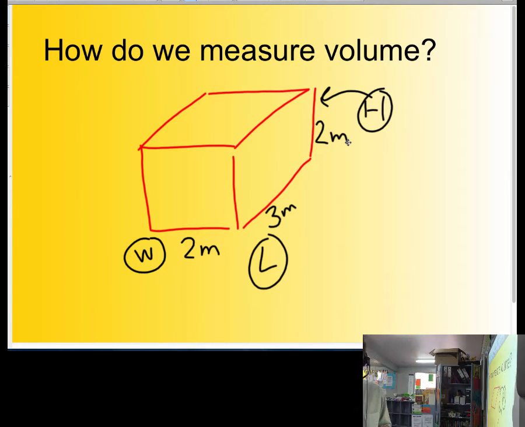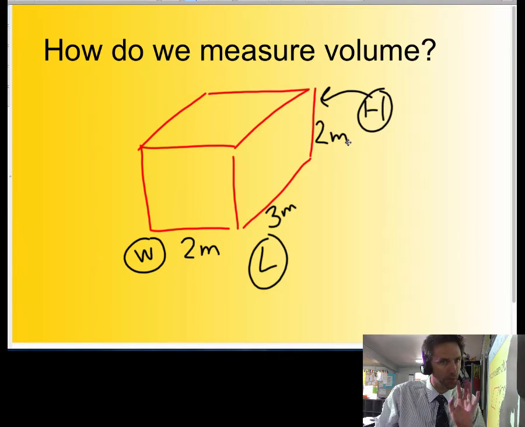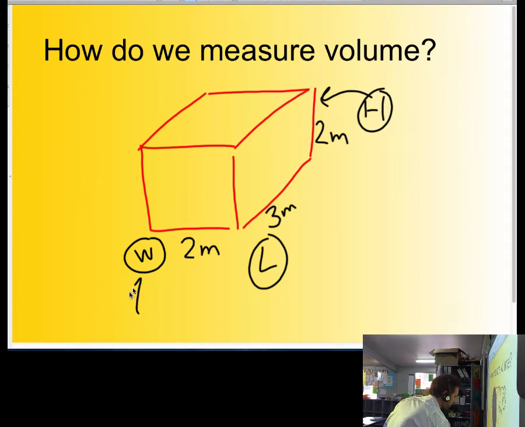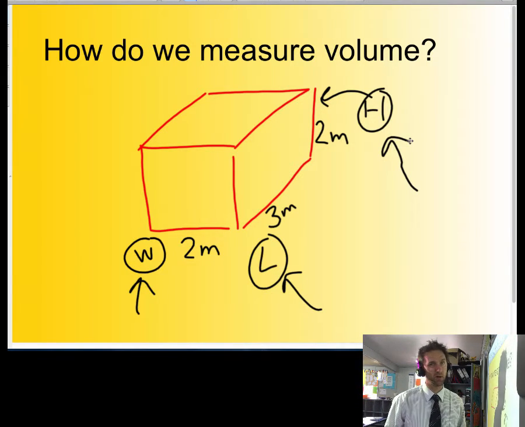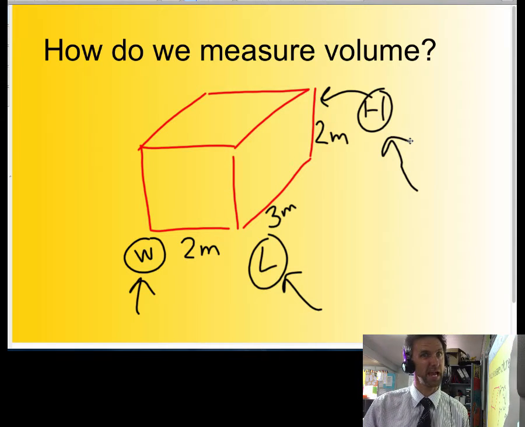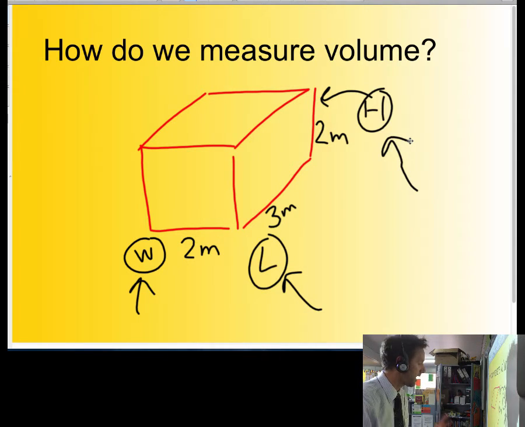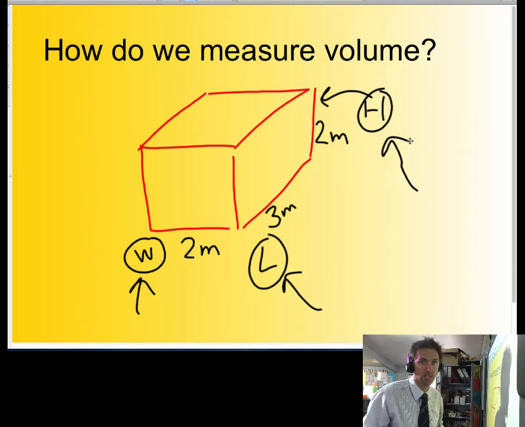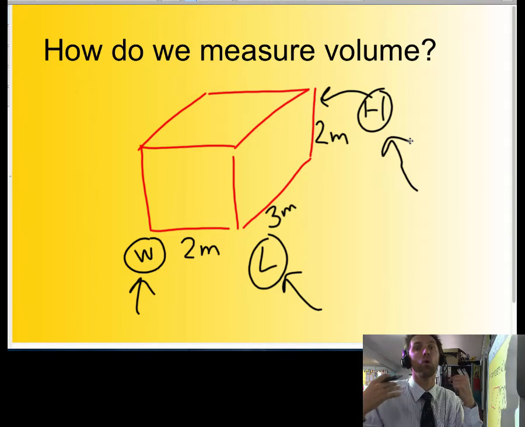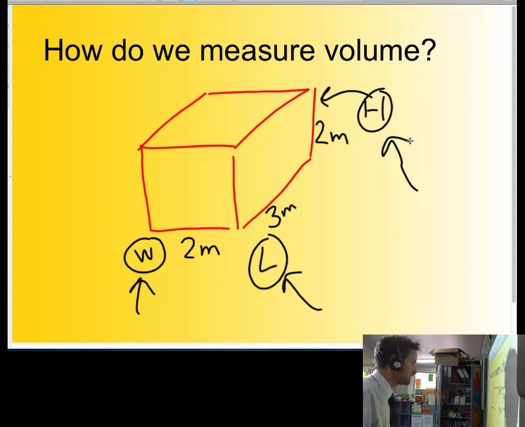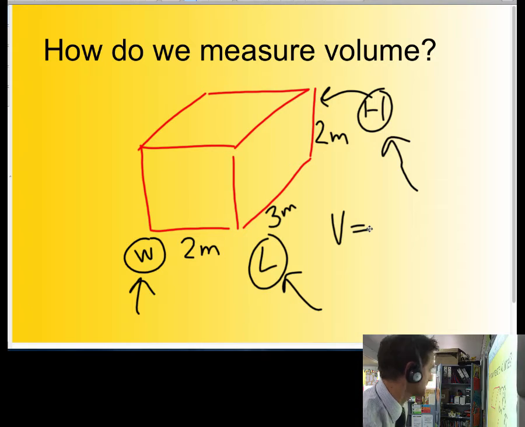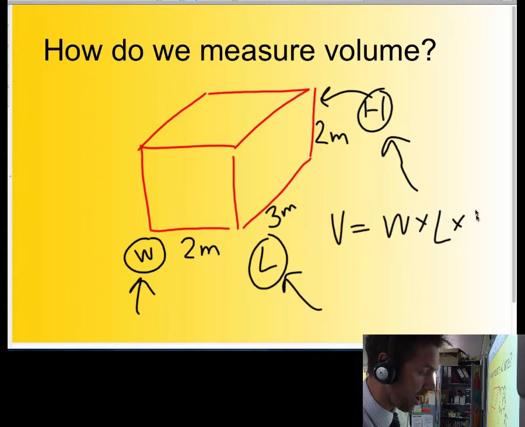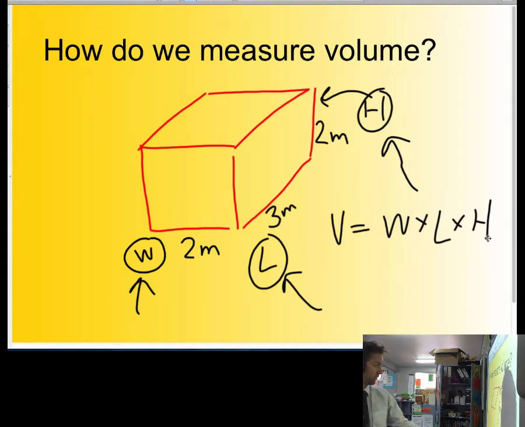So you can see we've got more to work out than just 2 numbers. We've got 3 dimensions. We're thinking about width, length, and height. With area, we were just looking at 2 dimensions. Now we've got 3 dimensions, so when we do this measurement, we've got to multiply all those dimensions together. So volume, V, equals width times length times height. Okay, and what's the width here?